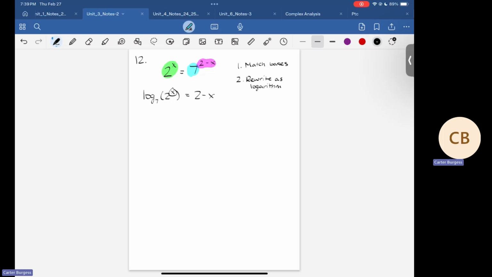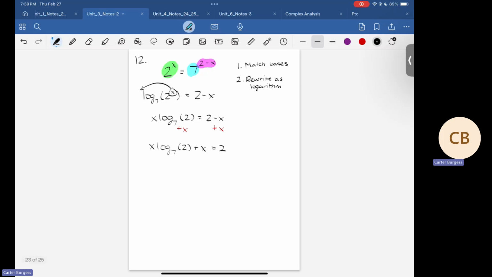And using our power rule to drop the x down to the front, that's x times log base 7 of 2 is equal to 2 minus x. Our general strategy is going to be to get all of the x's on one side, all of the other stuff on the other. So adding x to both sides of my equation, I get x times log base 7 of 2 plus x is equal to 2.